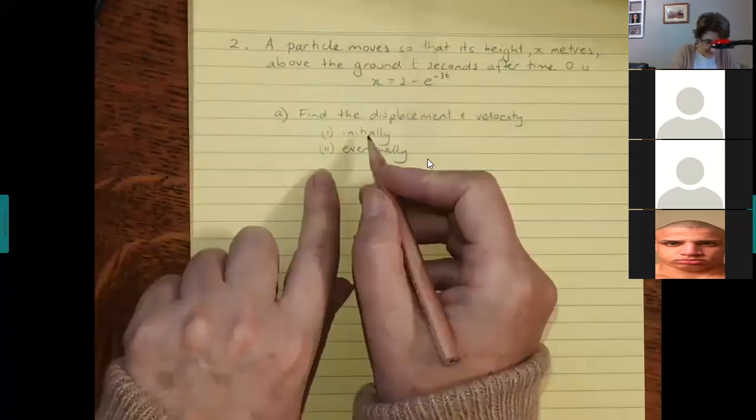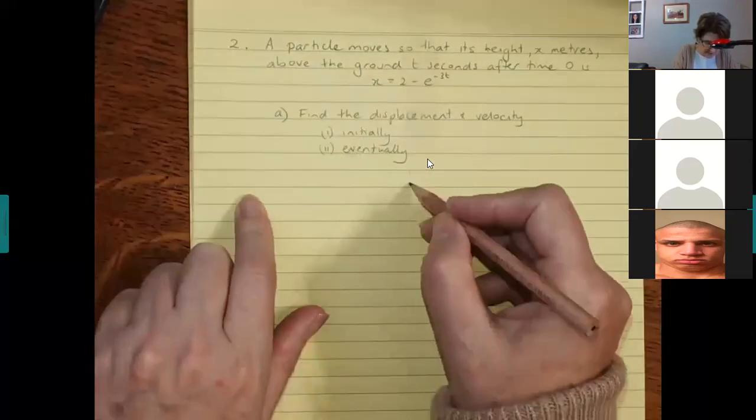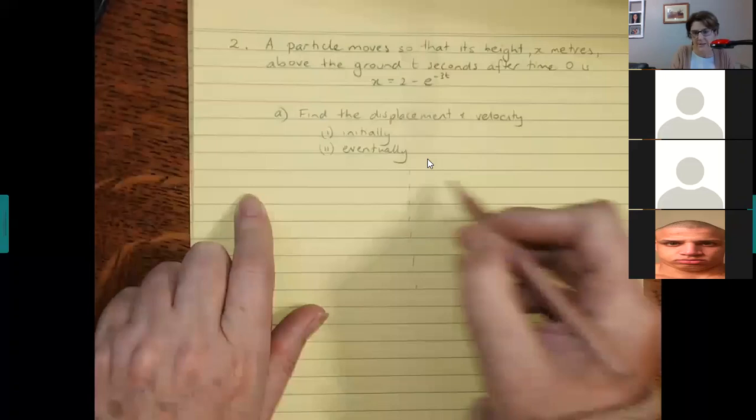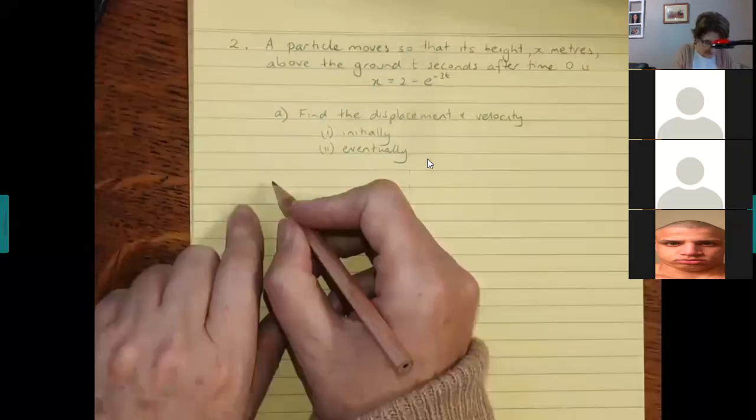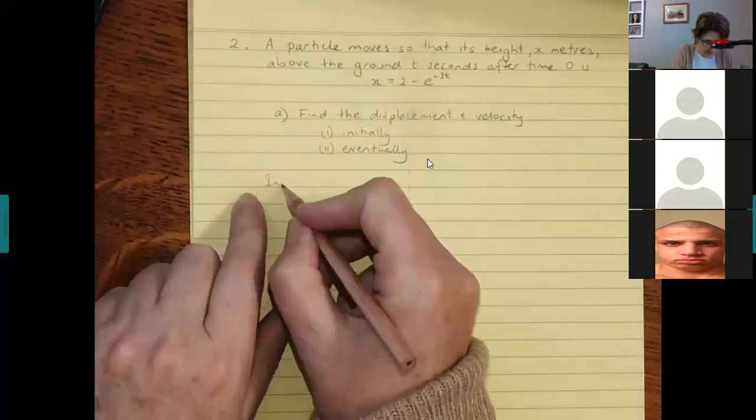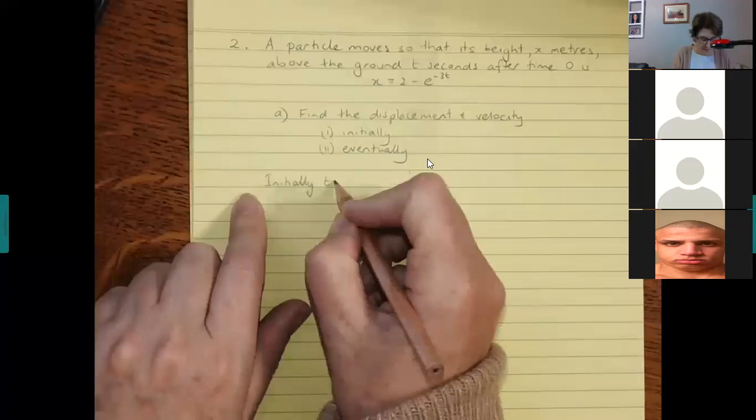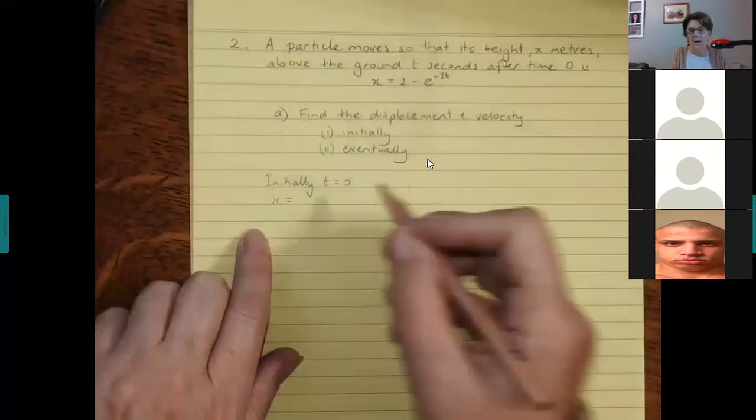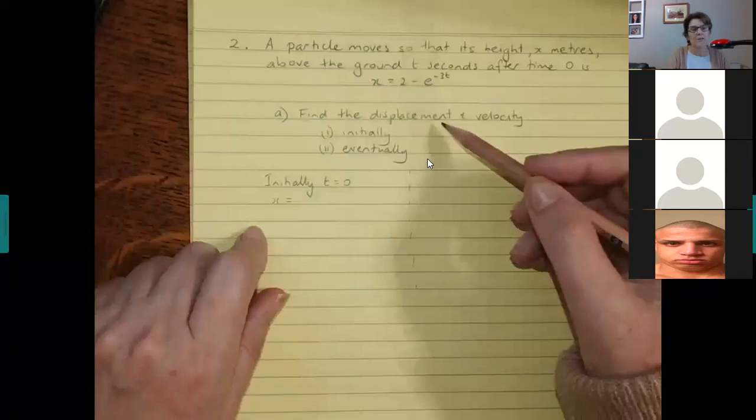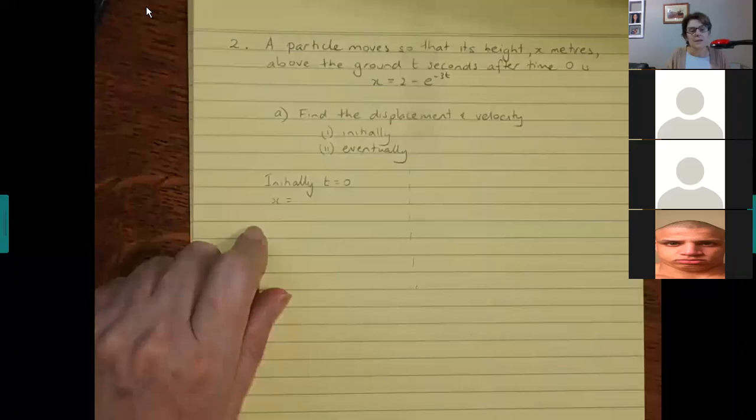So obviously for initially, I might divide the page in half, and on this side I'll do displacement, and on this side I'll do the velocity. So if we're talking about initially, then we're saying t equals 0. So for us, the displacement, and happy for you guys to be working on and having a go at those. So let me know if you need me to give you a chance to have a go at that.